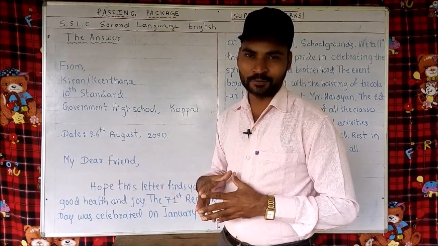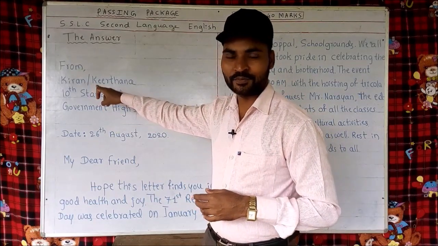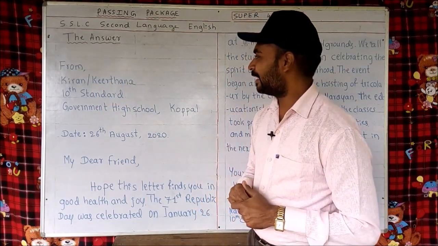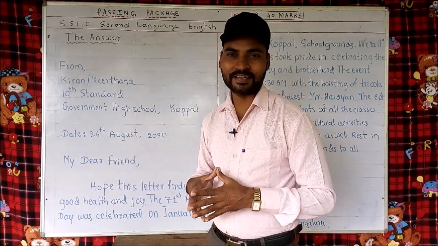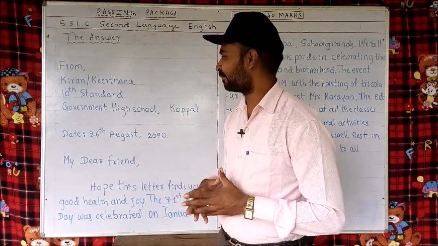First you write the from address. In the from address, if you are a boy you write Kiran, if you are a girl you write Kirtana, only one name you should write. Then your standard, in whichever standard you are writing, that standard you write there, usually 10th standard.